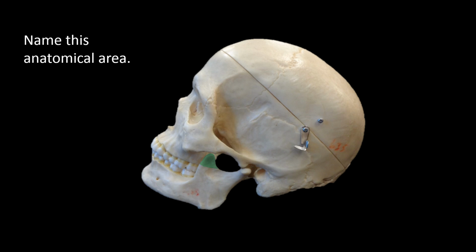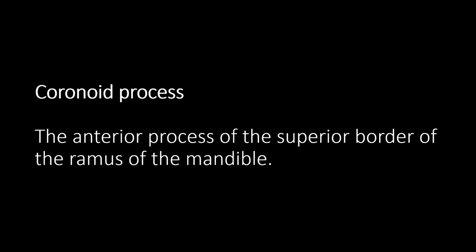Name this anatomical area. Coronoid process. The anterior process of the superior border of the ramus of the mandible.